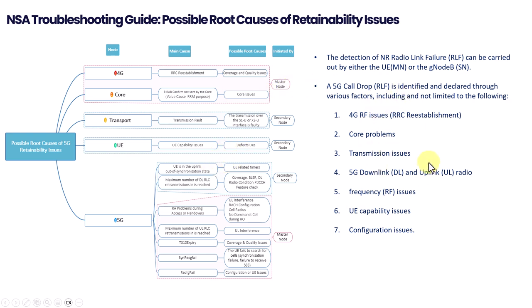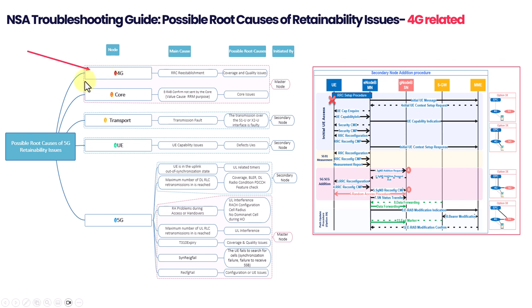And here I just listed on the right the same information. In general, the issues in the call drop can be due to 4G RF issues, for example reestablishment, core problems, transmission, and so on. So now let's go through one by one. The first one here is the 4G. In the 4G scenario, you know that your 4G is your backbone or anchor layer, right?